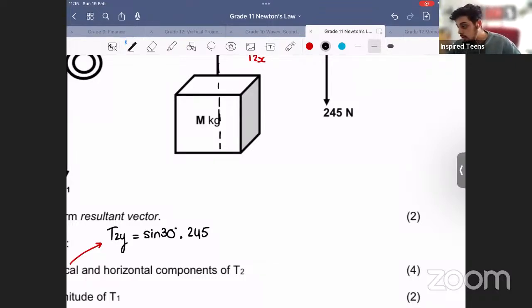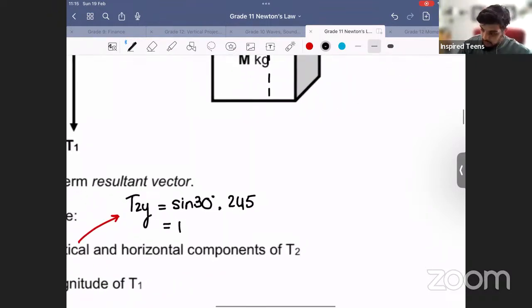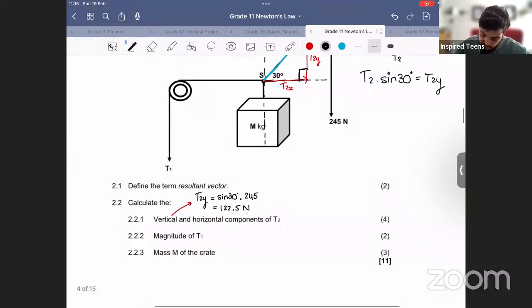When I do this calculation, 245 times sine 30, T2y is 122.5 newtons. Let's do the horizontal component.